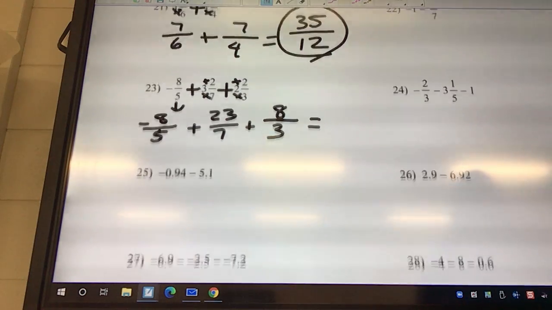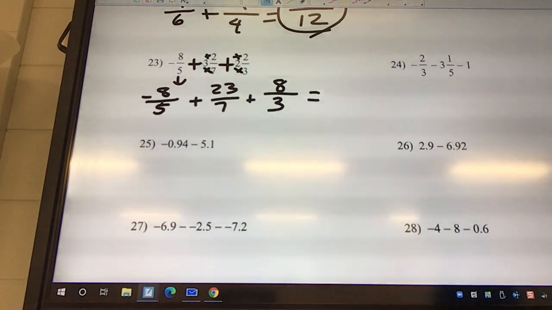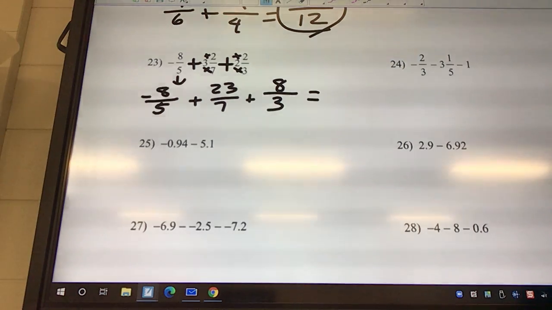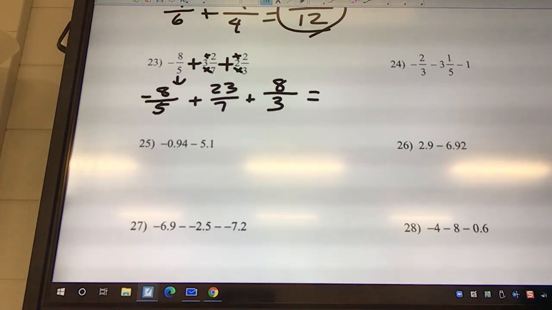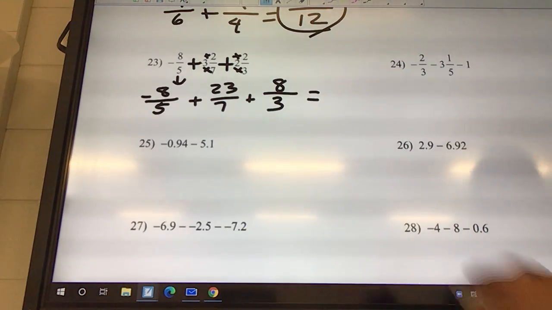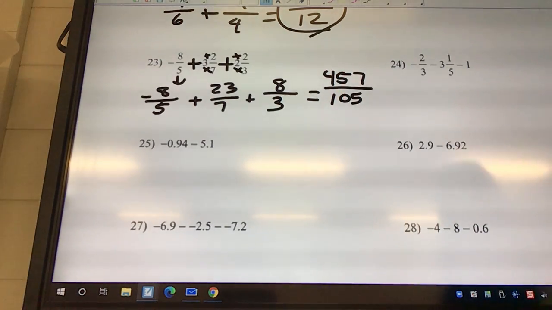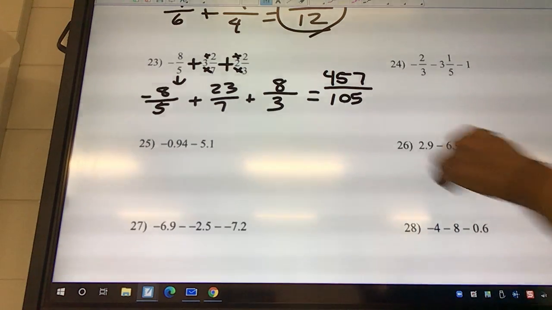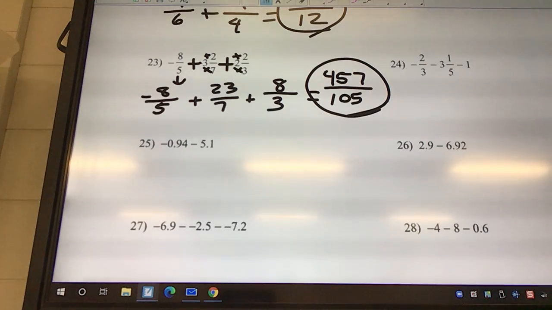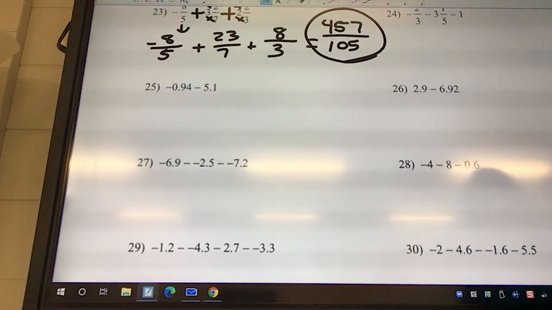Anybody? What you got? Or is nobody typing? 457 over 105. I'm not doubting you, but can somebody double check that? Oh, yeah. It's right? Okay, cool. Sorry, it just seemed like, you know how numbers just don't feel right? Okay, 25, and then it moves into the decimals.